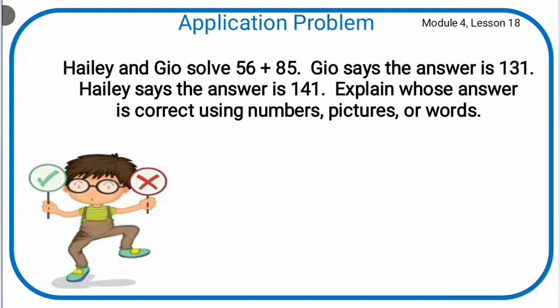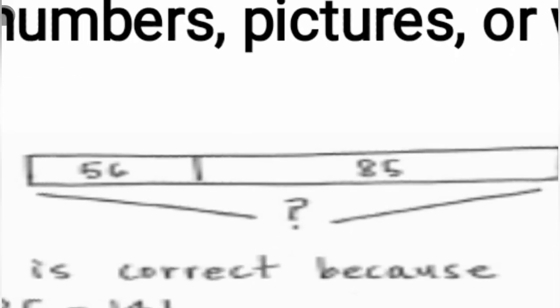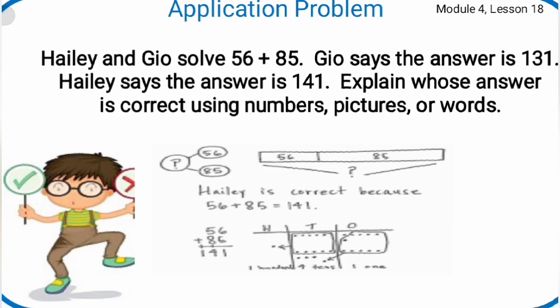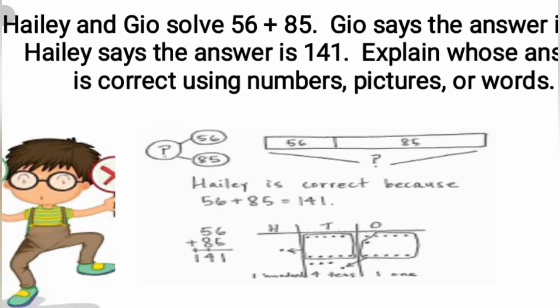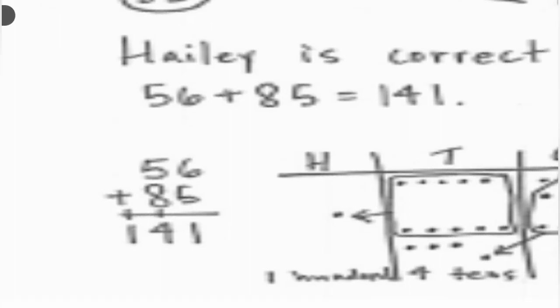The best way to find out is to solve it ourselves. So, I'm going to solve it here. 56 plus 85. You can see my number bond. You can see my tape diagram. The question mark there represents the unknown. Now, here is my vertical method to solve the problem, but I also did it in my place value chart to be sure I wasn't making a mistake.